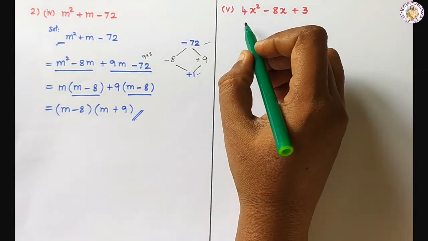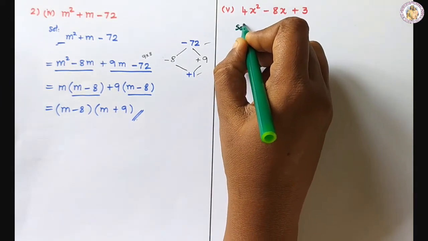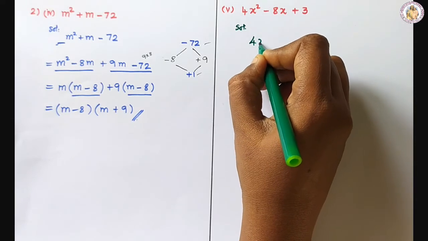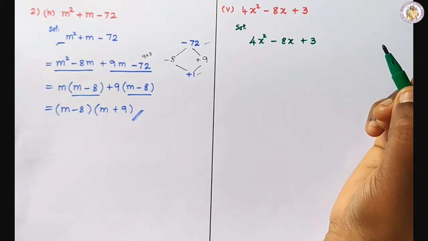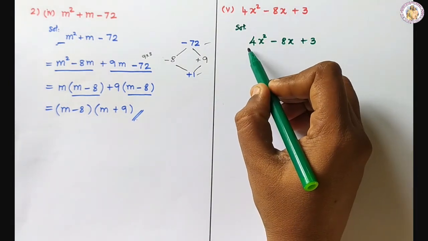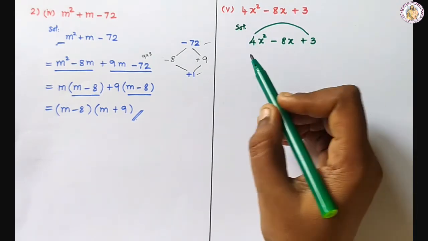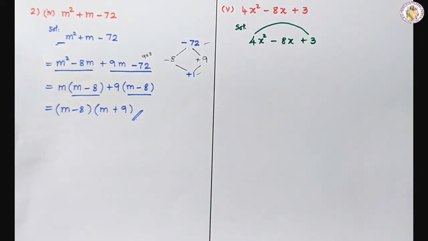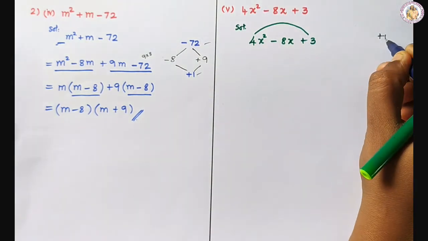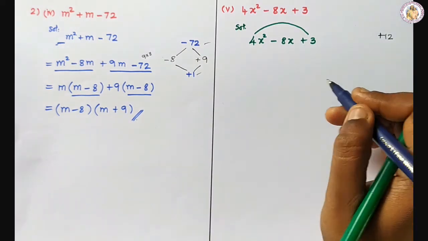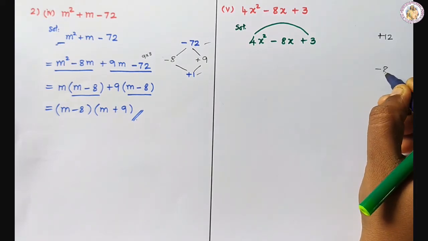Next one, fifth. 4x squared minus 8x plus 3. Listen, multiply the numerical coefficient of x squared and constant term. Plus into plus, plus. 4 3s are 12. So plus 12. And what's the coefficient of x? That is minus 8.